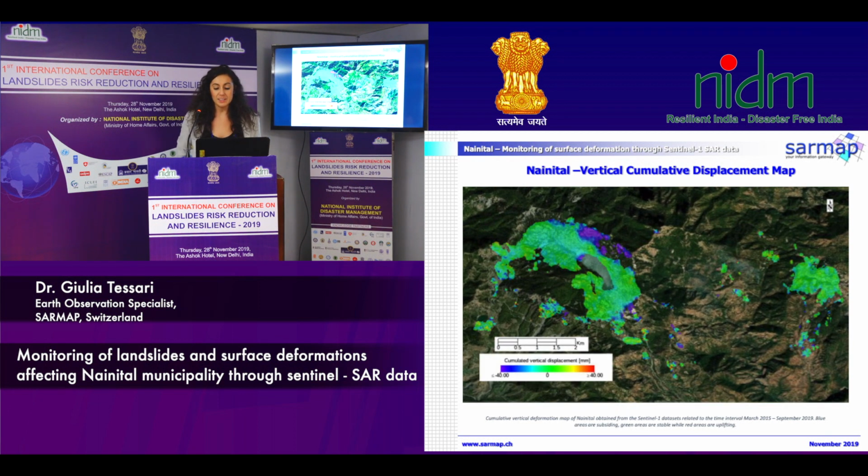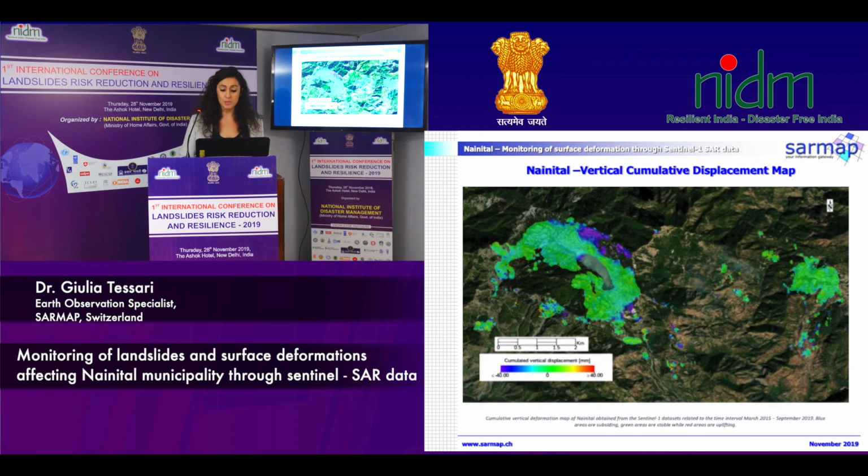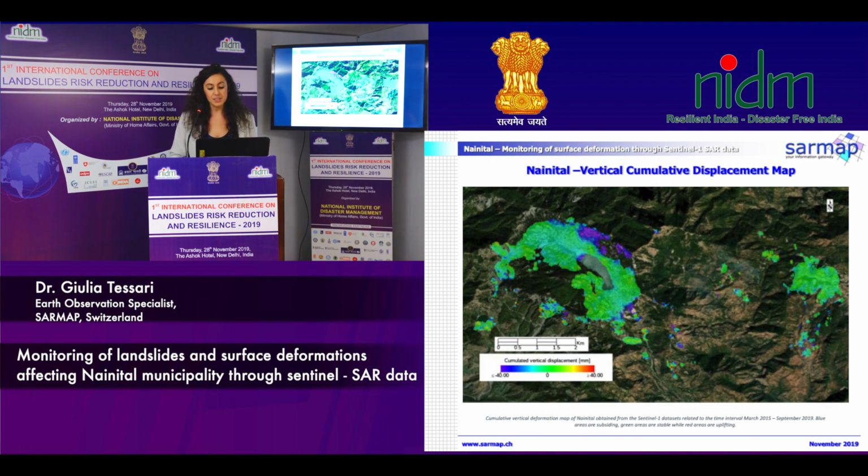So what we get at the end is a velocity map. In this case, it is the cumulative displacement map. What you see in blue is something that is subsiding, so it's moving downwards. And the total deformation we got was up to 5 to 6 centimeters in 5 years. So you see we are really sensitive to small deformation. Everything that you see in green is stable.